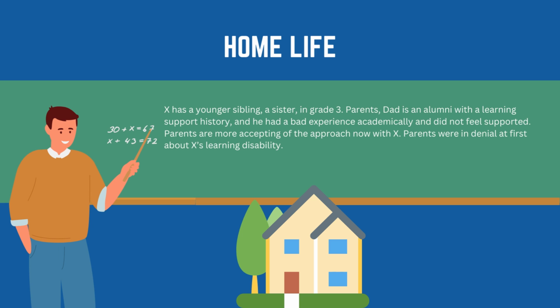So, basically, what we're doing is checking to see if the goals are reasonable and being obtained. In our home life, X has a younger sister in grade 3. And one interesting aspect is that the father is an alumni of this particular school, and he has a learning support history. He did not have a good experience academically with his particular support plan and support team. And so the parents did come with some bias. However, they're more accepting now of the approach that we're taking with student X. I will say that in the beginning, they were in denial at first about student X's learning disability because they present as really switched on academically.